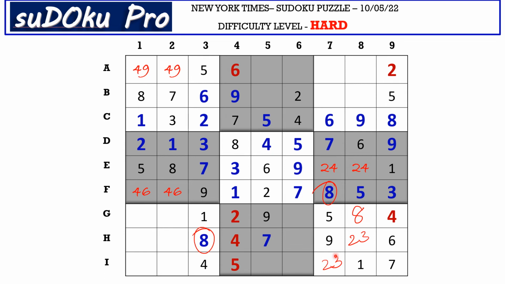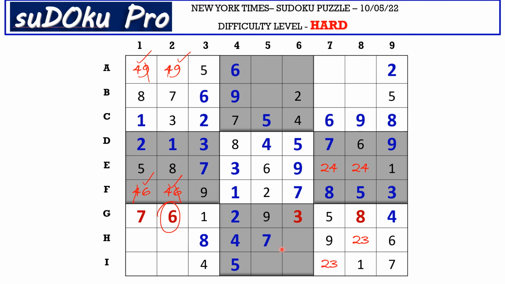Now in G row there are 3 empty cells and the missing numbers are 3, 6 and 7. There is 3 and 7 in column 2 blocking here. So G2 takes 3. There is a 7 blocking from here, so G6 takes 6 and G1 takes 7. This 6 here cancels out the 6 here in F2, so F2 takes 4 and F1 takes 6. This 4 cancels out the 4 here, so A2 takes 9 and A1 takes 4.